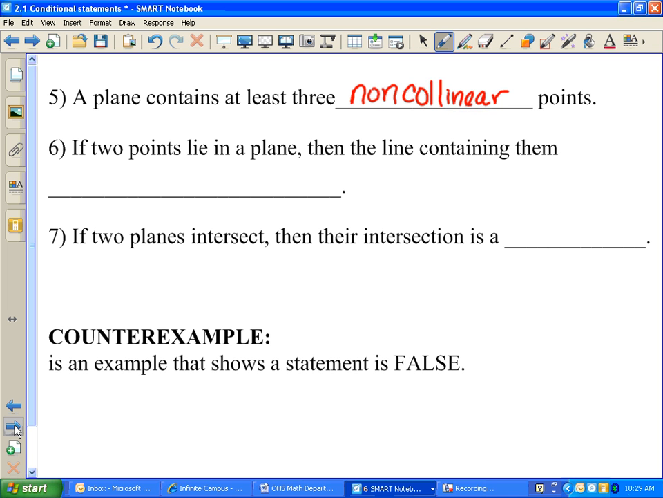If 2 points lie in a plane, then the line containing them what? Collinear. Okay, if 2 points lie in a plane, then the line containing them... neither one of those. It lies in the plane. Okay, if the points are in the plane, then the line has to also be in the plane.